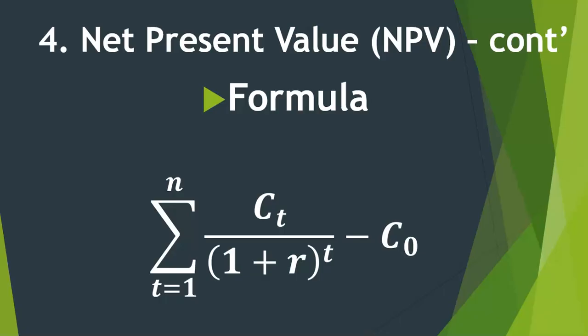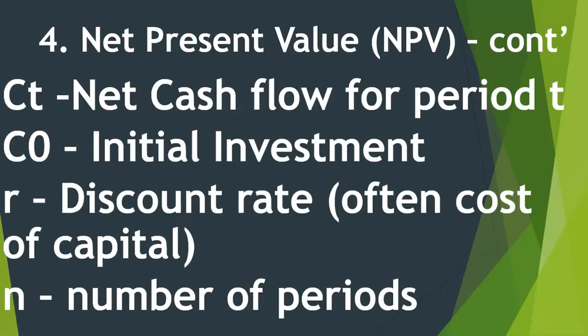The formula is given by the summation of CT over (1 plus R) raised to the power T, minus CO, and in this case we are moving from T equals 1 up to this particular N. So let me explain that formula in detail.